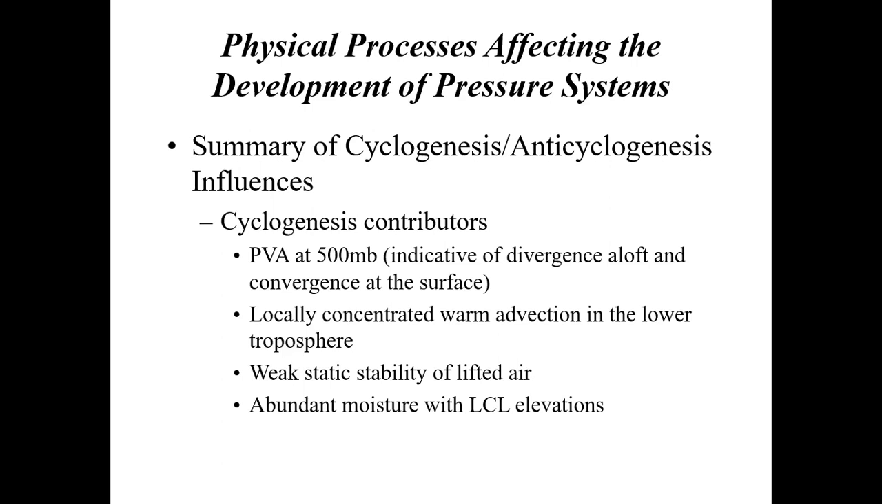We have positive vorticity advection at 500 millibars, so the vorticity values are increasing over that surface low. That's going to be indicative of divergence or removal of mass aloft, and low-level convergence, air coming together and rising from the surface up in the vertical. Locally concentrated warm air advection occurs in the lower troposphere.